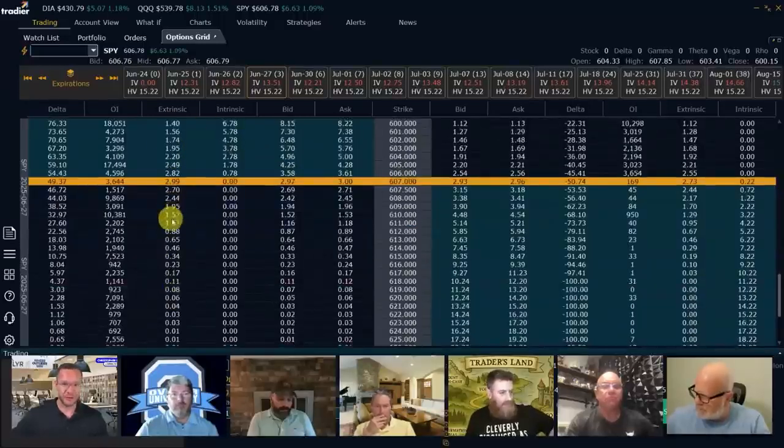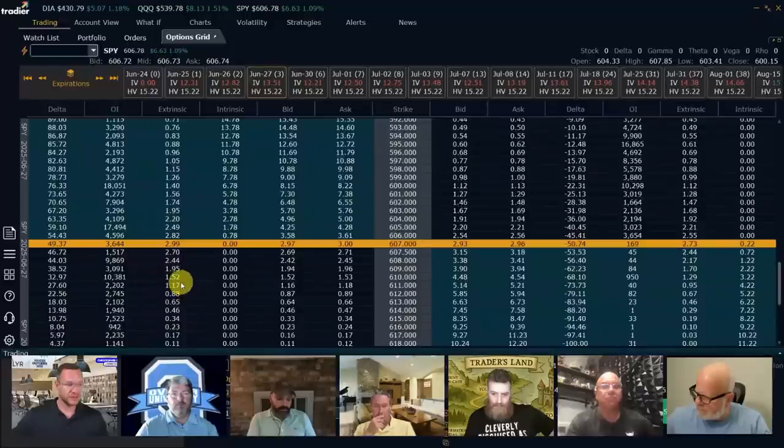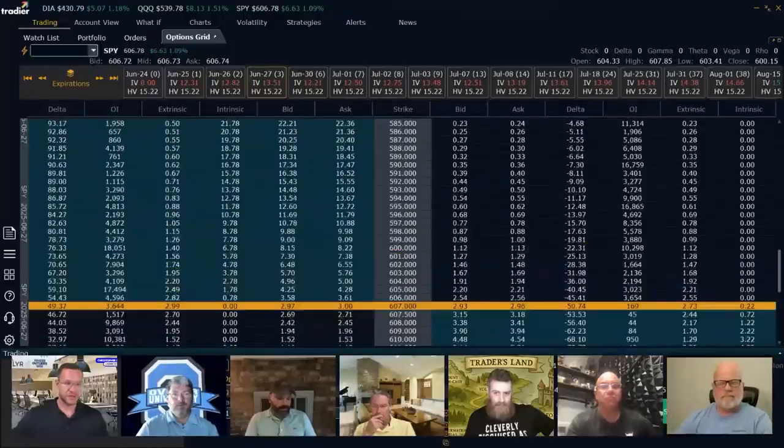Rather than having to buy it way out here where it costs 3 or 4 times more than what I'm paying up here in extrinsic value. Yeah, the option costs more, but the extrinsic value is significantly less. Oh yeah, good question there.